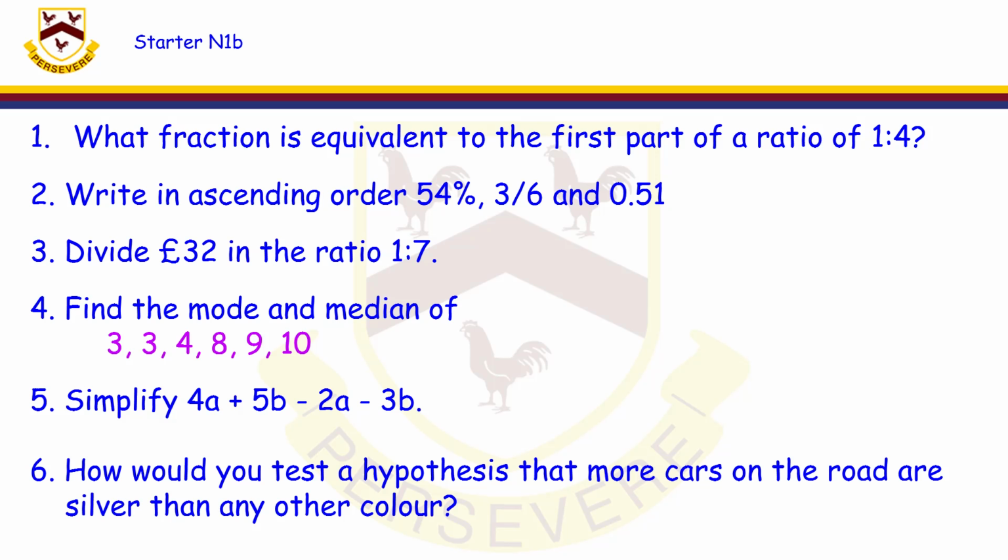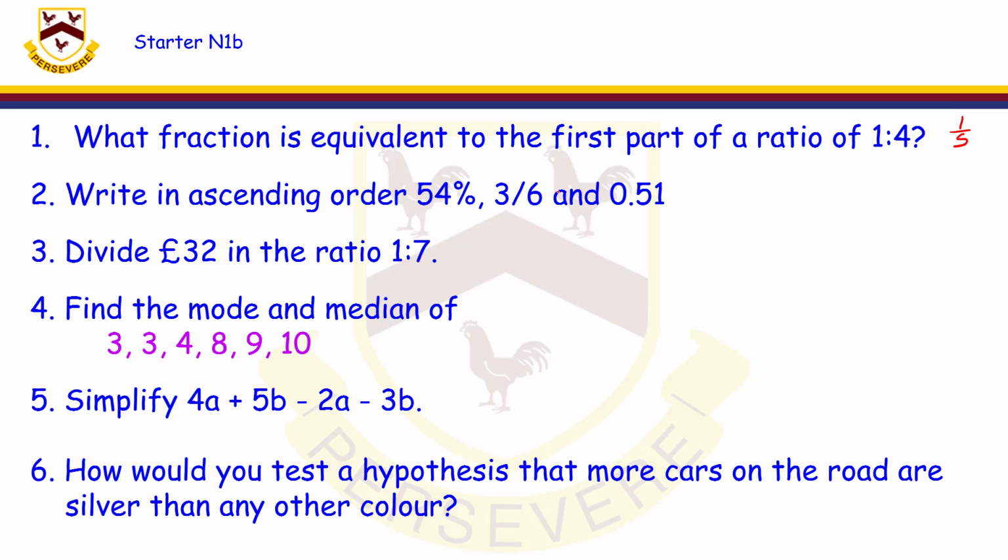Okay, so let's have a look at working these out. What fraction is equivalent to the first part of a ratio of 1 to 4? 1 to 4 means how many parts altogether? 5. And the first part is 1, so that's going to be 1 out of 5. Mark with a green pen, please. Write in ascending order. Ascending means smallest to biggest.